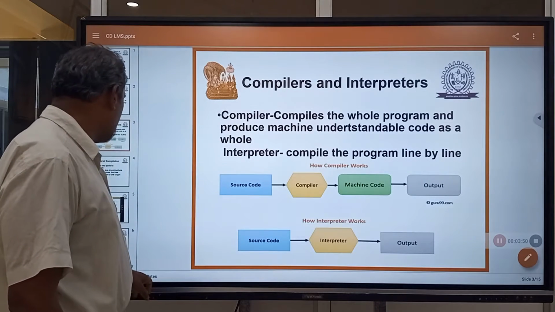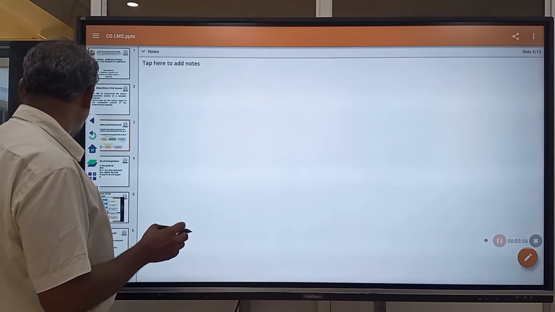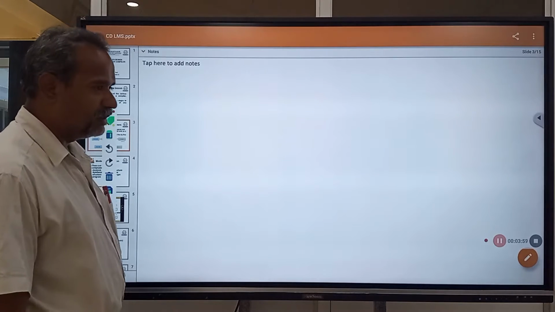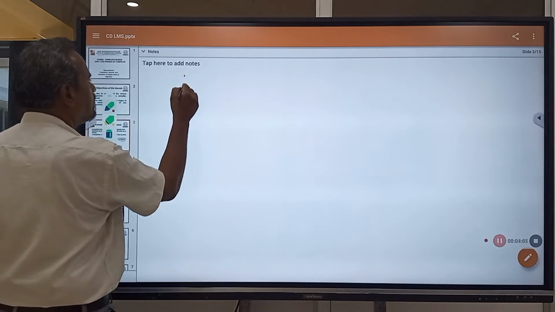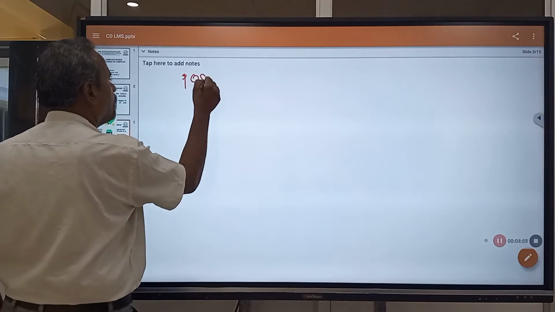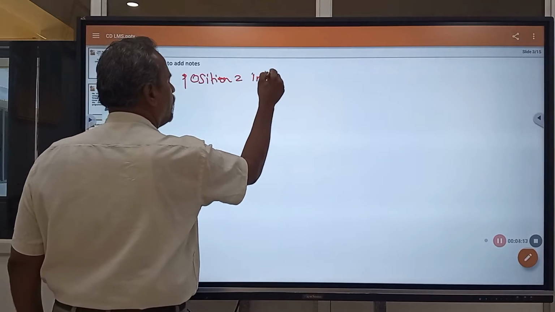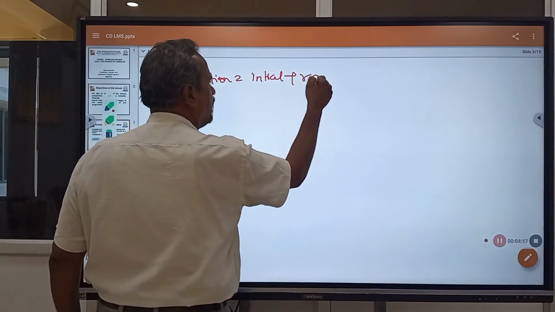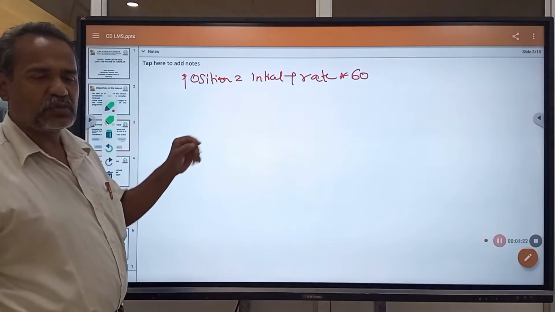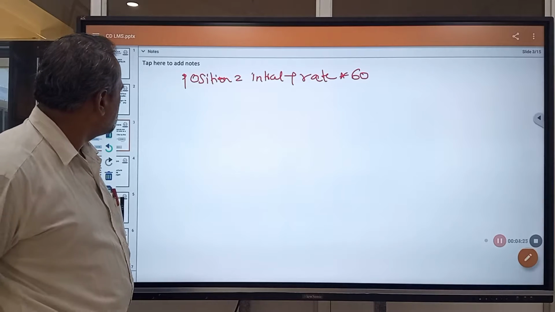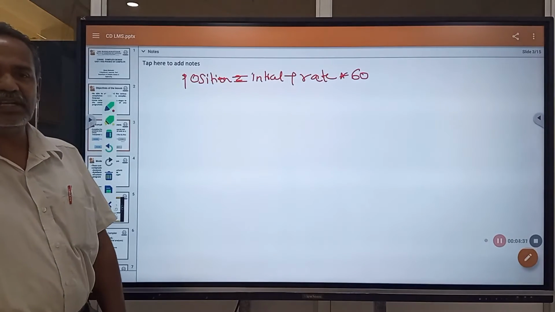But see here how the interpreter checks things by line operation, line by line. Now see here, when an expression is going to be evaluated, take an example: position equal to initial plus rate into 60. When this expression is going to be compiled by the compiler, it will check: position, assignment, initial plus rate into 60.